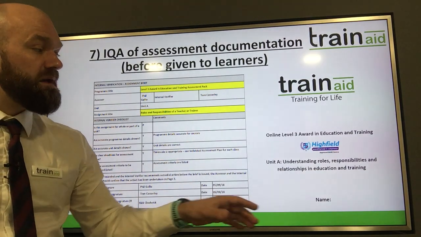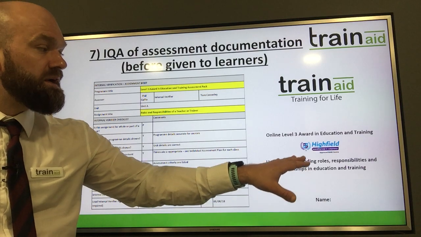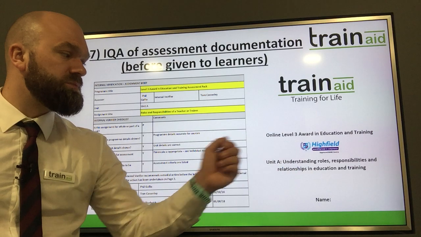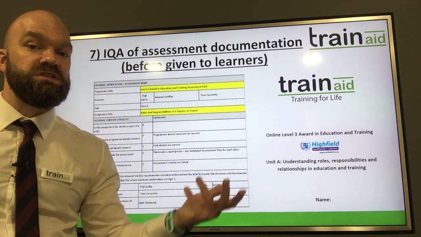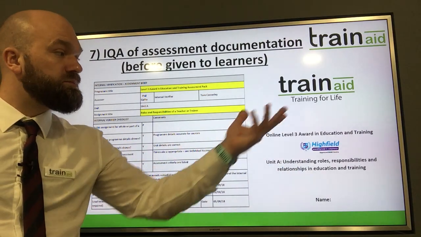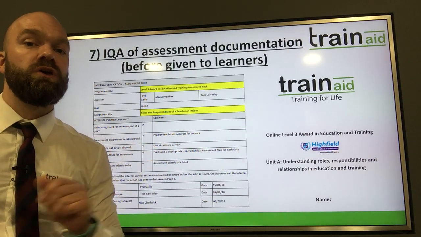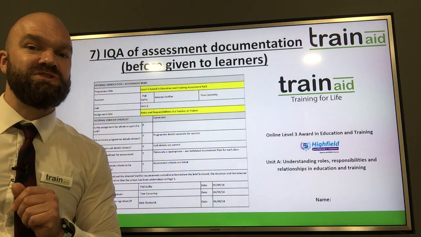In terms of this example, we have the online Level 3 Award in Education and Training assessment pack for Unit A. So for example, I as an IQA would proofread that and complete one of these forms to ensure it's all okay for our trainers to use.